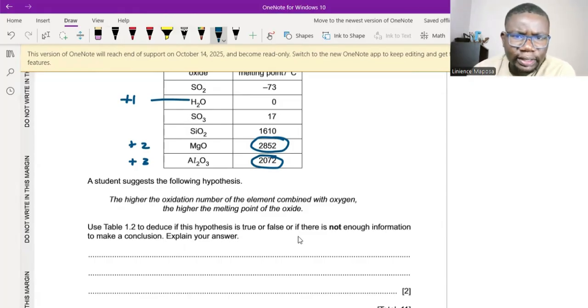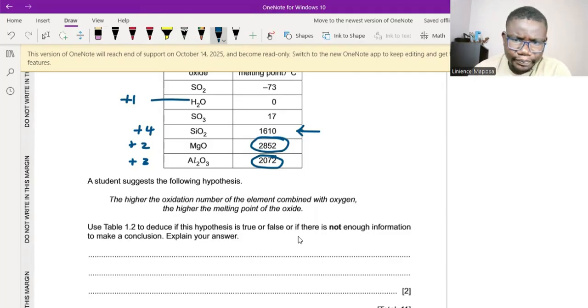If you want, you can compare again. Let's compare the sulfurs here. Sulfur here has an oxidation state of +4. Sulfur here has an oxidation state of +6. So here it would appear as if the student is correct. But when we consider magnesium oxide and aluminium oxide, you can see that's not necessarily true. Also, if you consider silicon(IV) oxide, the oxidation state here is +4. But although the silicon has a high oxidation state, the melting point is actually low.